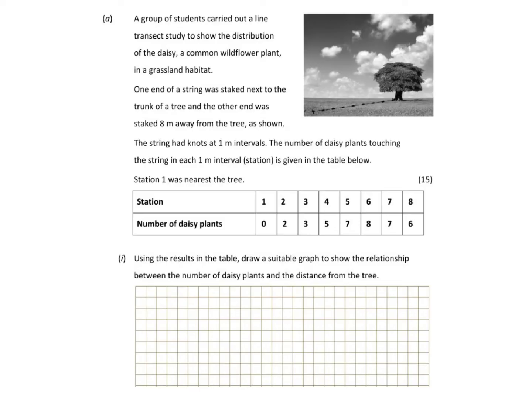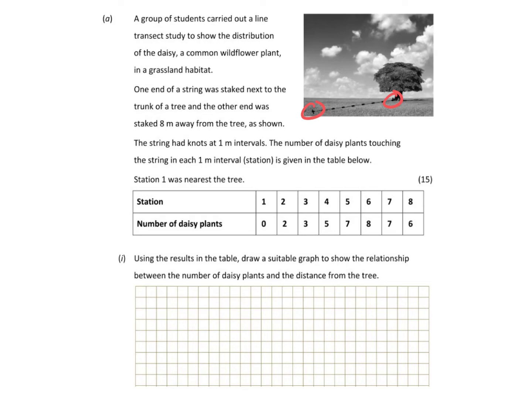So here's another exam question. A group of students carried out a line transect study to show the distribution of the daisy, a common wildflower plant, in the grassland habitat. One end of a string was staked near the trunk of a tree and the other was staked 8 metres away. So this is the first one, the second one was over here. The string had knots at 1 metre intervals. The number of daisy plants touching the string in each 1 metre interval is given in the table below. Station 1 was nearest the tree.